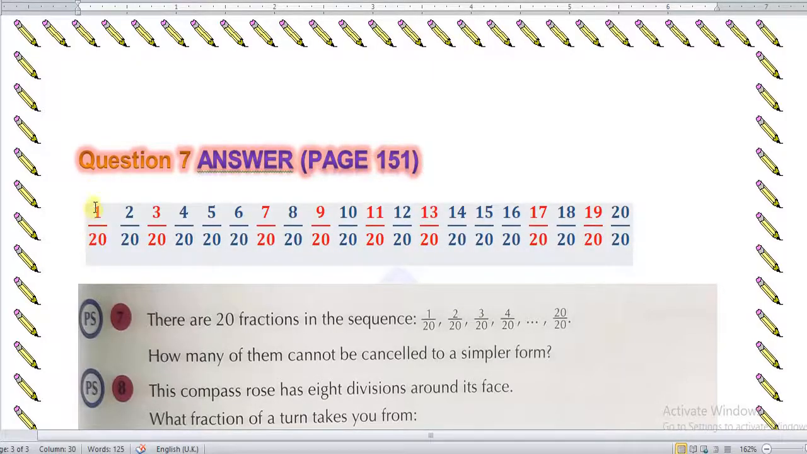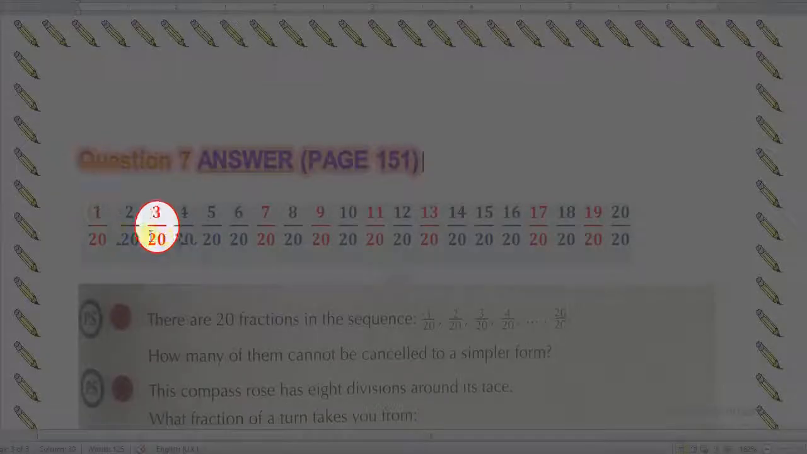So this is a fraction that cannot be cancelled, okay? Whenever you see a fraction now here in red, that means these fractions cannot be cancelled, or there are no common factors to be divided by, okay? The answer is 1 over 20, 3 over 20, 7 over 20, 9 over 20, 11 over 20, 13 over 20, 17 over 20, and last 19 over 20.